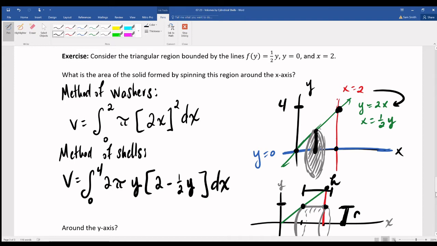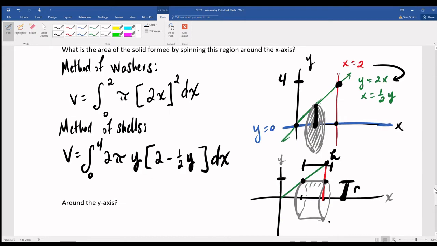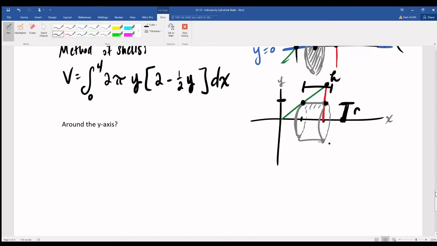And in the previous video, we did that using both techniques, method of washers and method of shells. So in this video, I would like to try to spin this region around the y-axis and to find expressions that would give me the volume for each of those solids of revolution.